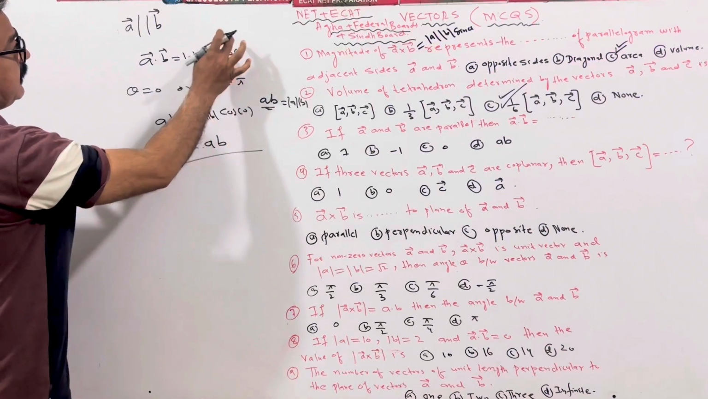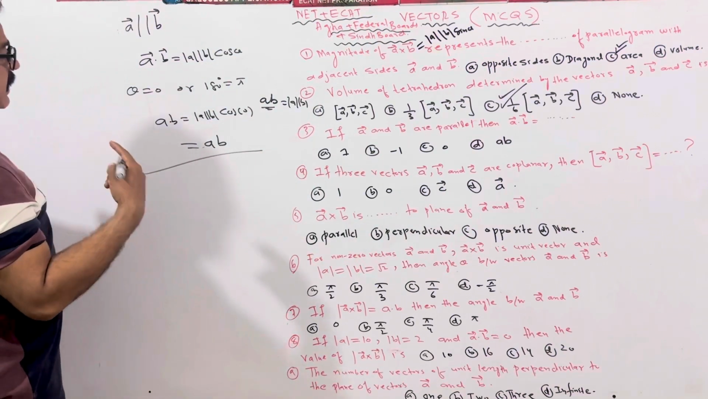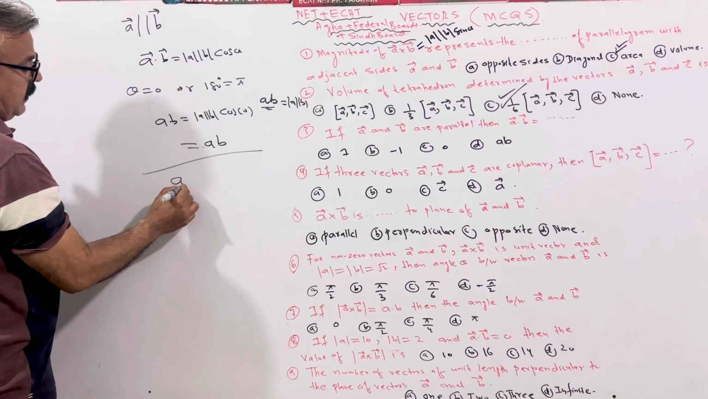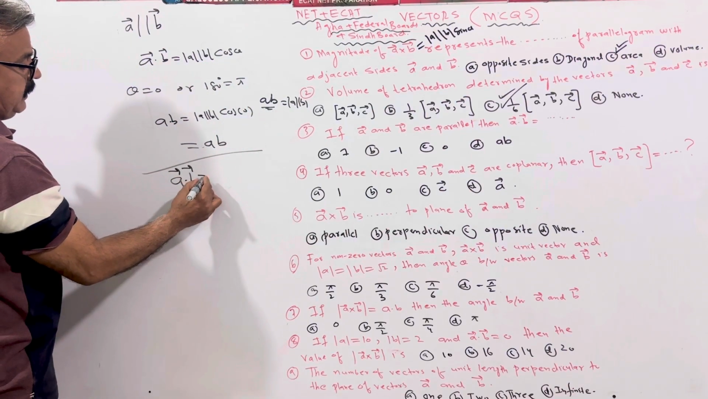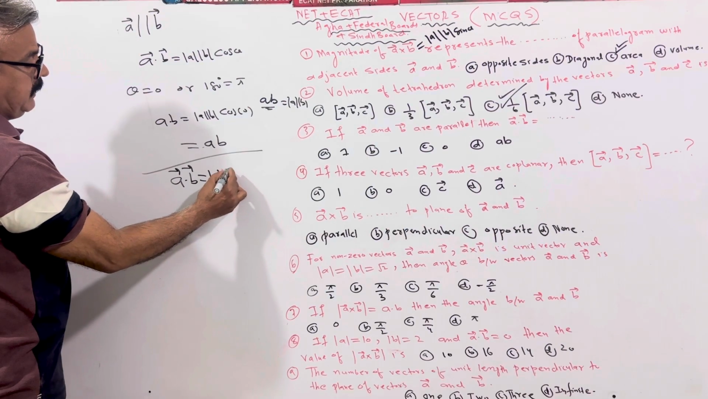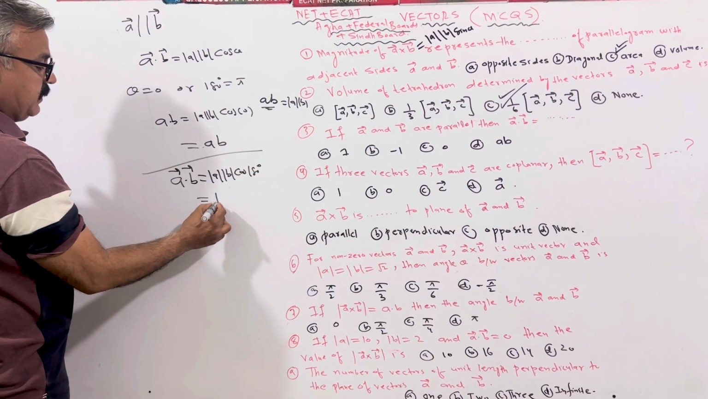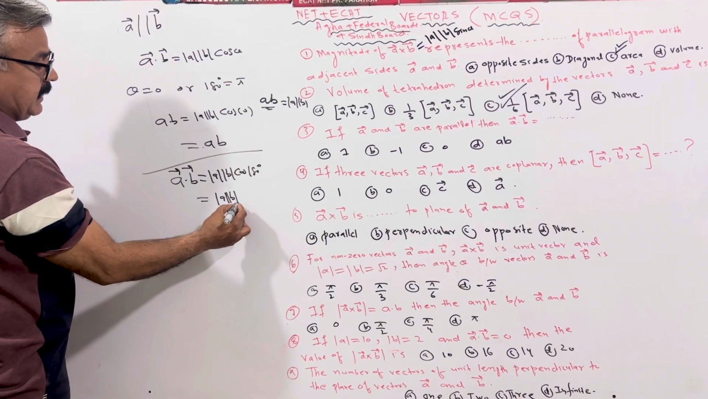What about if we take angle theta? Parallel means either angle 0 or 180. Now take the 180 angle: A dot B is mod A, mod B cos 180. Cos 180, or pi, is tantamount to negative 1.